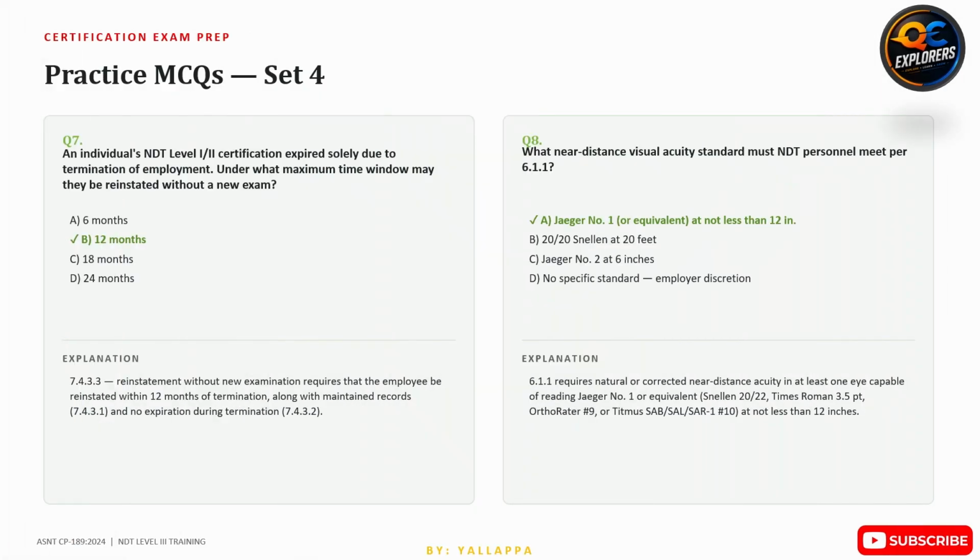We're now in the final set of practice questions for this course. These two questions focus on topics that are frequently tested because they combine technical knowledge with practical application: reinstatement after employment termination, and the mandatory near-distance vision requirements for NDT personnel. Let's begin with question 7.